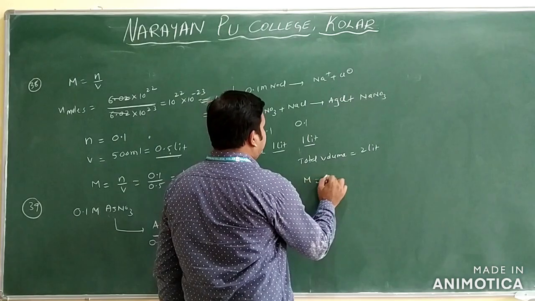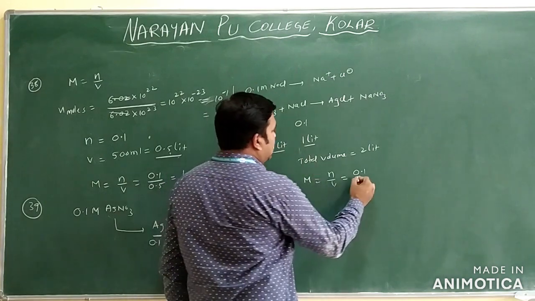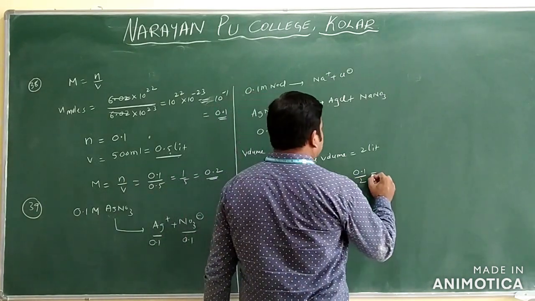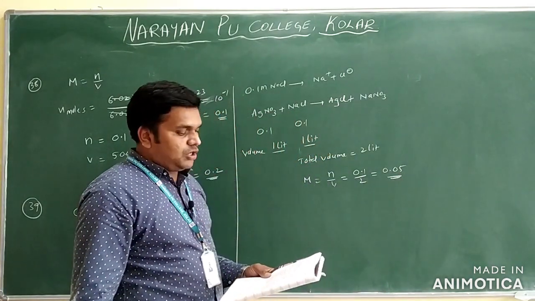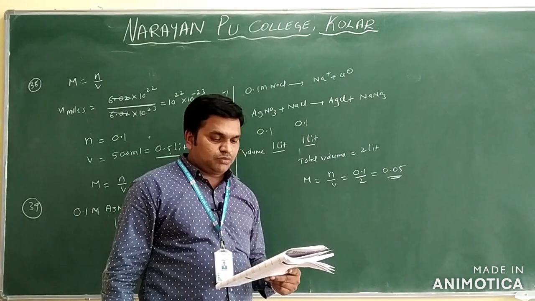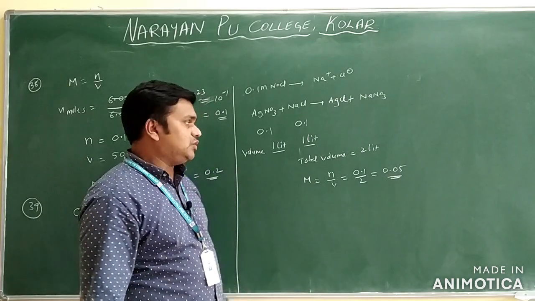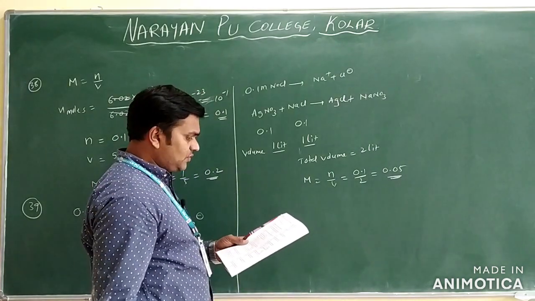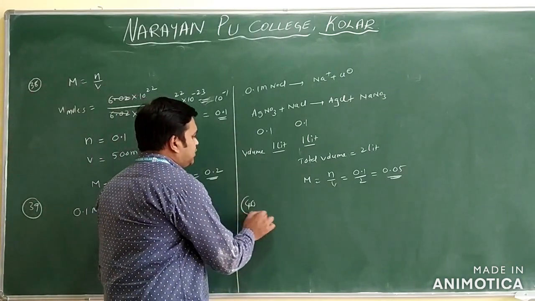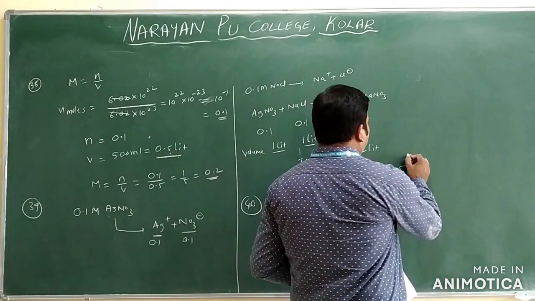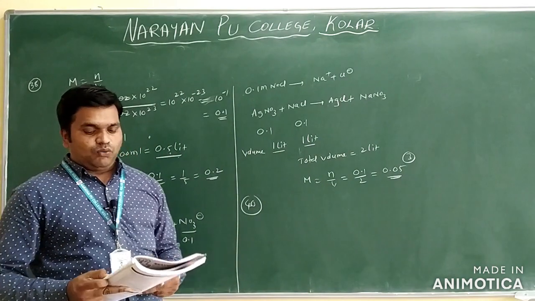Now we'll write here molarity M is equal to n by V. So what is the number of moles we have? 0.1. What is the total volume we have? 2 only. So 0.1 by 2 means what you will get? 0.05 only. This is the concentration of nitrate ions when AgNO3 and NaCl are mixed only. So this is question number 39. You see the option for this question, how much we have? 3 only, option 3.